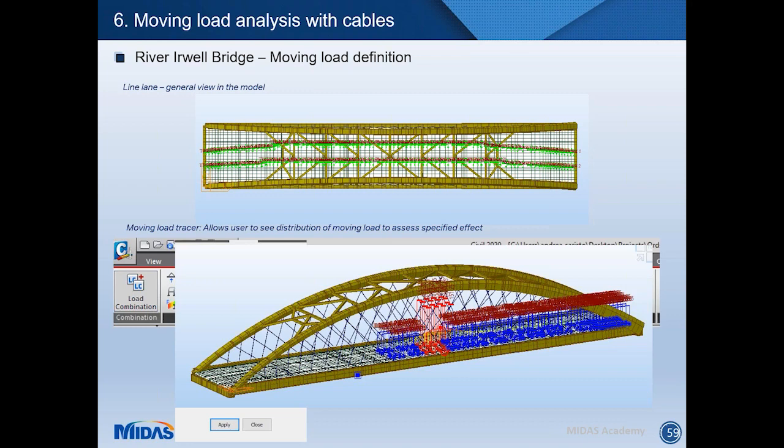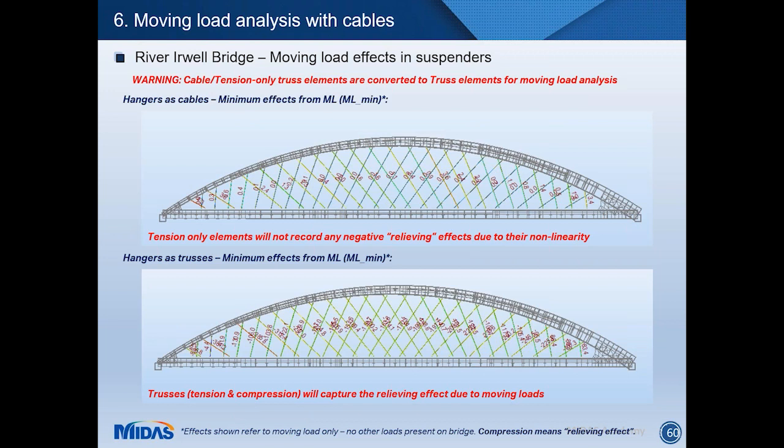Okay, I'm going to spend some time now to address something that I've seen has created problems before with colleagues, and it's the fact that when you run a moving load analysis in MIDAS and you're using cable elements, you get a warning message that says that cable tension-only truss elements are converted to truss elements for moving load analysis. So what this means is that MIDAS automatically will convert our nonlinear element into the truss element, the linearized element that I introduced earlier, right?